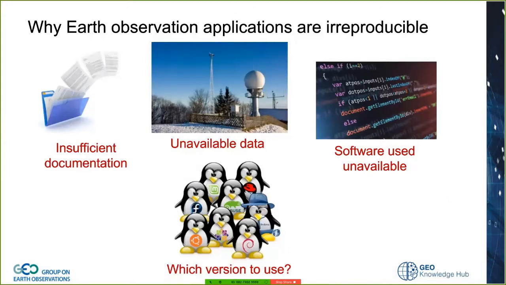So what are some of the reasons why applications featuring Earth observations are irreproducible? There are a number of reasons for this. Namely, there's not enough documentation on how the experiment was conducted or the data generated. The data itself used to generate the original results may be unavailable. The software used to generate those original results is perhaps unavailable. It's difficult to recreate the software environment, the libraries, versions, and so forth used to generate the original results. And then the actual computational steps themselves may not be well explained or easy to find.